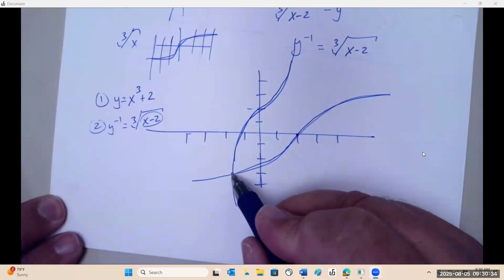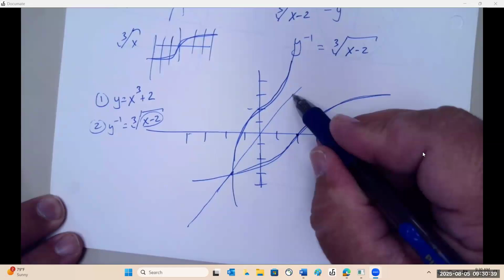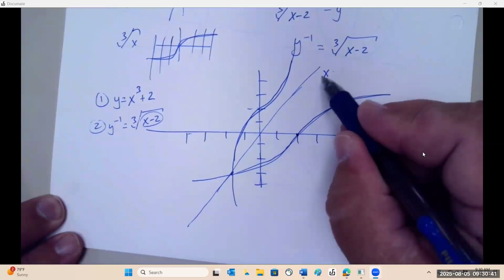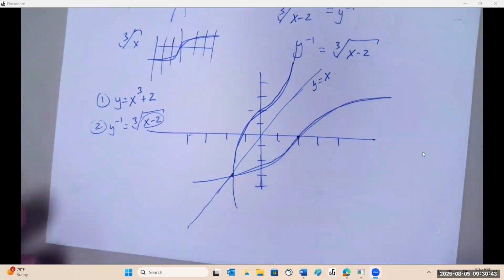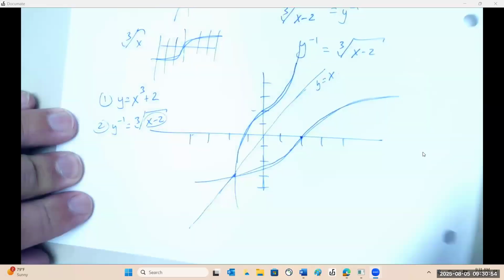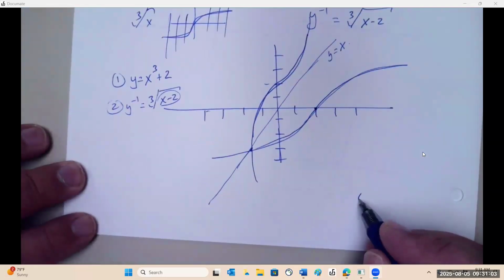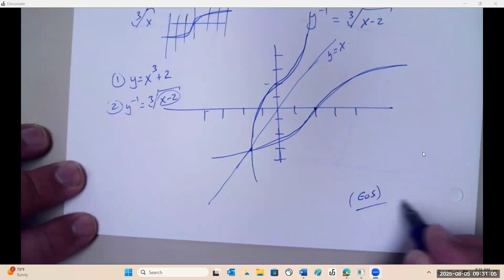And what we notice is where they intersect is going to be on the line y equals x. Again, if the graph was normal looking, it would be perfectly symmetrical. In other words, if I took my page and folded it across that line, it would be exactly the same picture. All right, any questions? That's the end of that section.